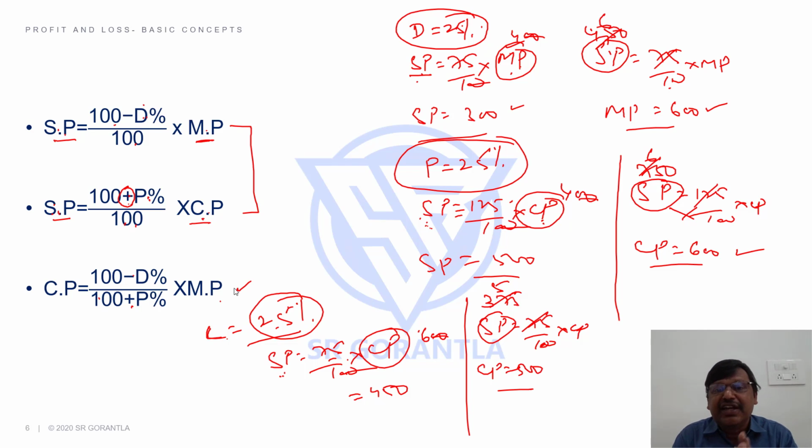If you stick to this basic definition that profit or loss is always on cost price, discount is always on market price, we can solve any question on profit and loss. In the following video, we will look at different types of profit and loss questions, right?